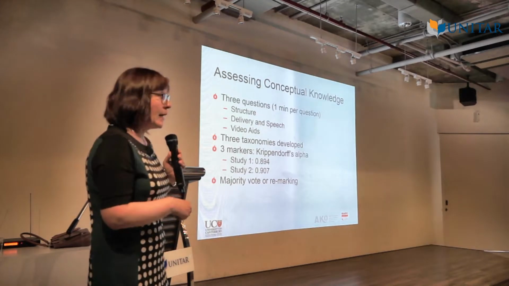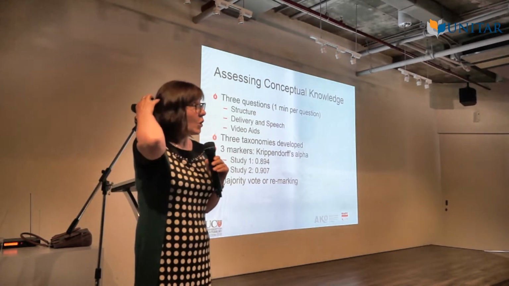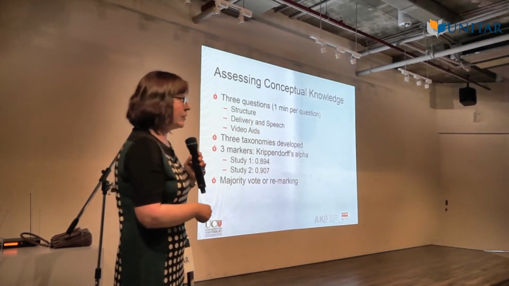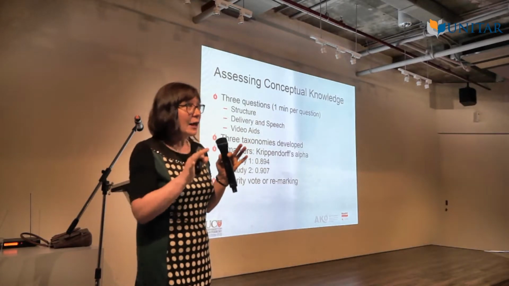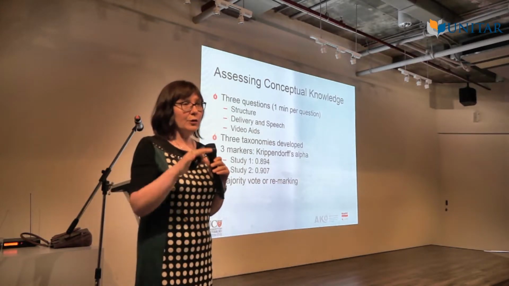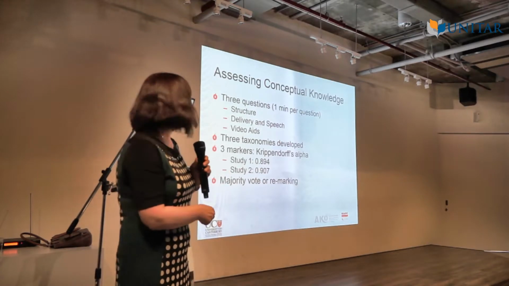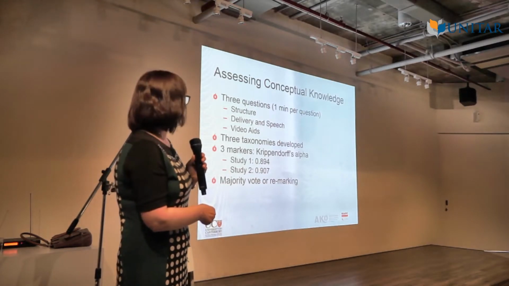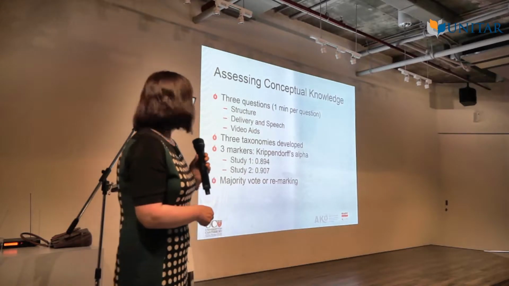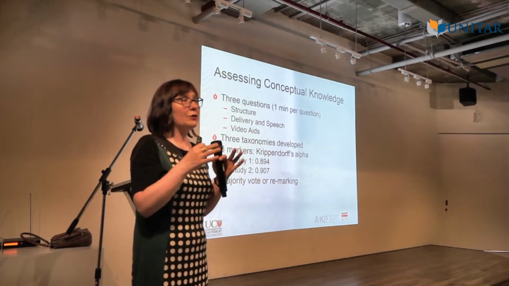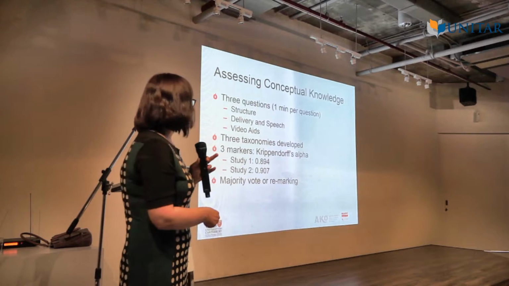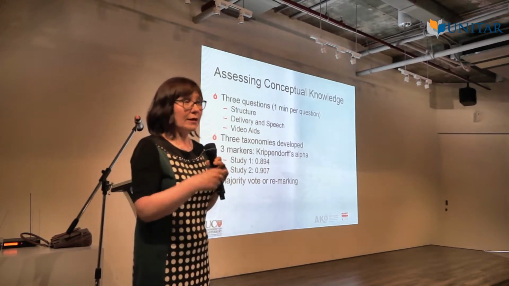Now, in order to be able to mark these questions, we developed a taxonomy. There were three taxonomies, one for structure, one for delivery and speech, and one for visual aids. I don't have time to tell you exactly how we have done it. Then we manually marked all the replies to our surveys. There were three of us who marked, and then we checked whether we agree. For study one, the agreement was almost 90%. For study two, it was slightly over 90%, okay? So it means in 90% of the situations, we agreed on how we marked the questions. And in the cases we disagreed, we did majority vote, or in some cases, we remarked those questions.